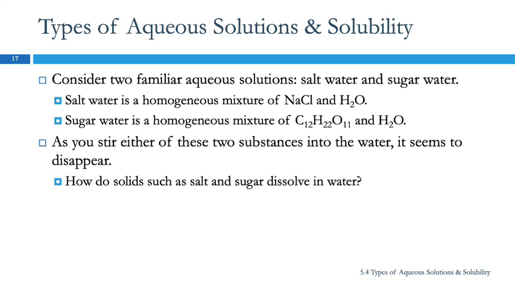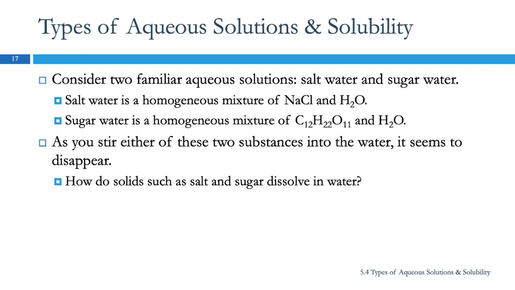Sugar water, which basically is what most of our beverages are, just with some flavors and colors added, is a homogeneous mixture of sucrose and water. When you stir either of these, and they look very much alike, salt and sugar look alike, they're white crystalline solids. You stir it into the water and it seems like it's disappearing, right? But it's not. We can tell by tasting the water that it's still there.